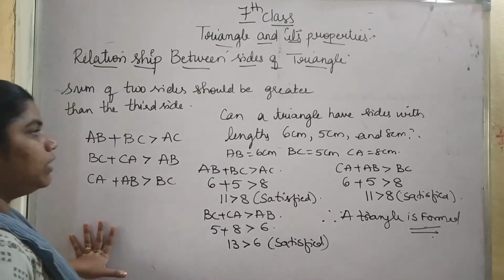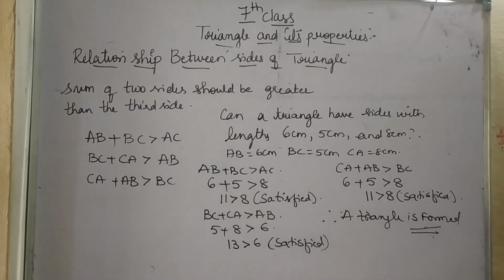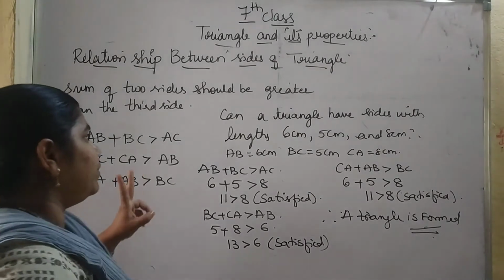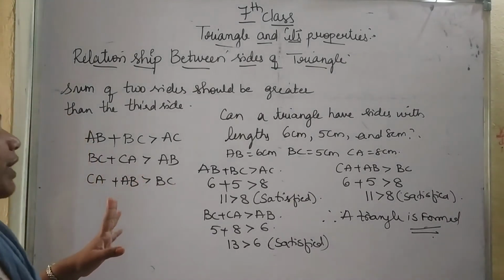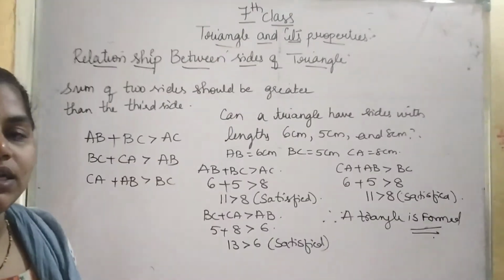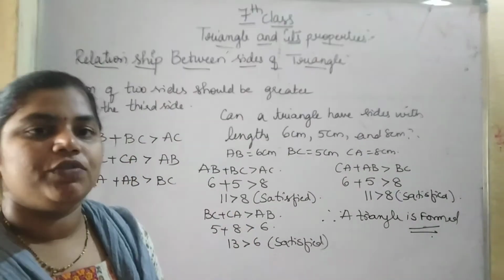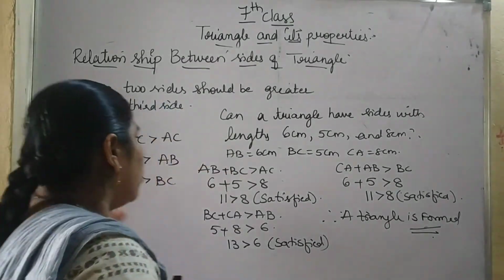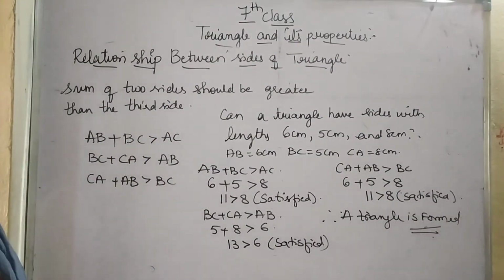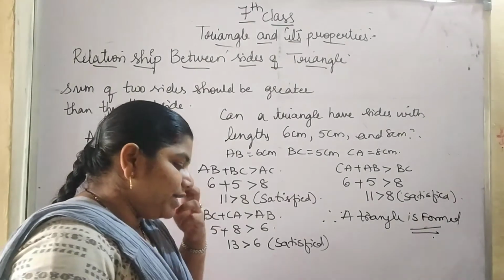So this is about the relationship between sides of a triangle. We have two properties. First one is sum of two sides should be greater than the third side, and next one is difference between two sides should be less than the third side. Any one of the properties you can use, but all the three conditions should be satisfied. So this is our example problem.